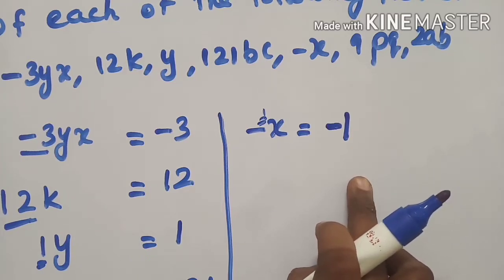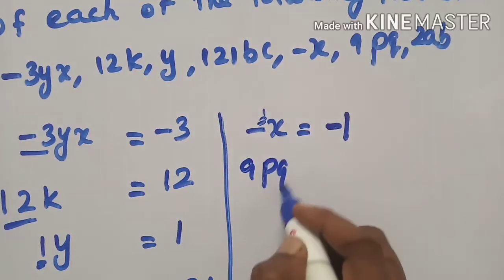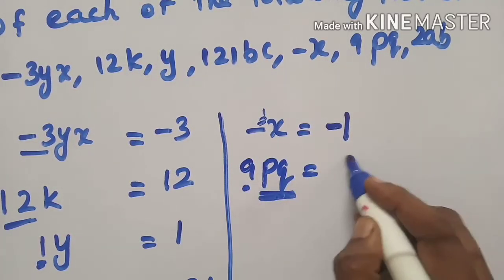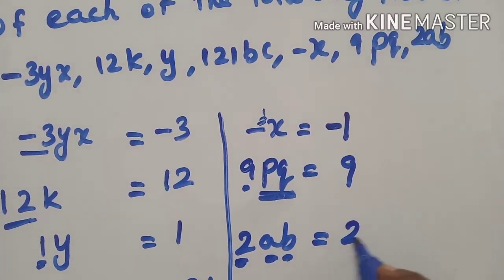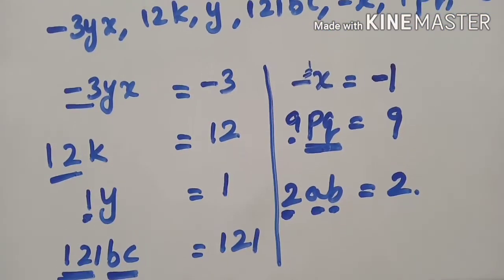Next one, 9pq. Here, p and q are variables. The numerical coefficient is 9. Next one, 2ab. These a and b are variables. So the numerical coefficient is 2. Very simple, right? Except the variable, what number is that? Along with the symbol, you have to take and write. That is the numerical coefficient.